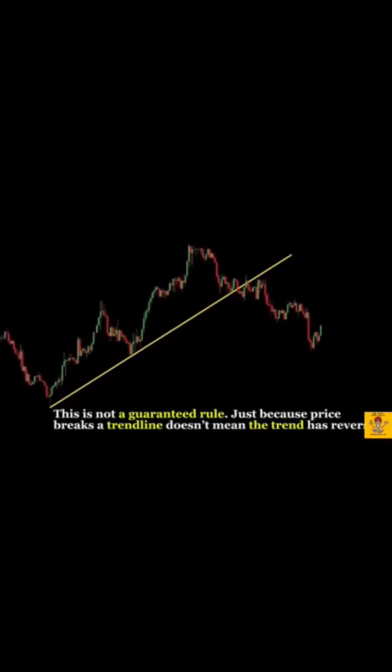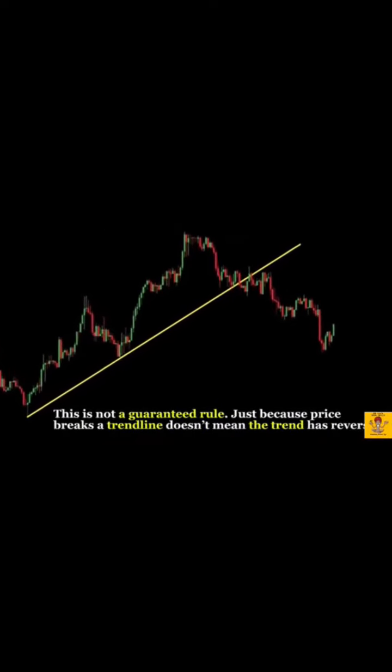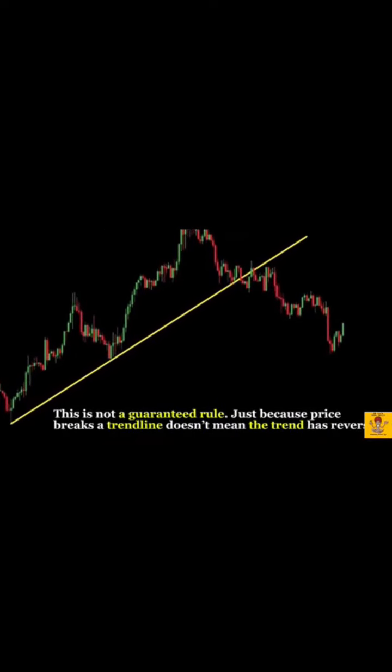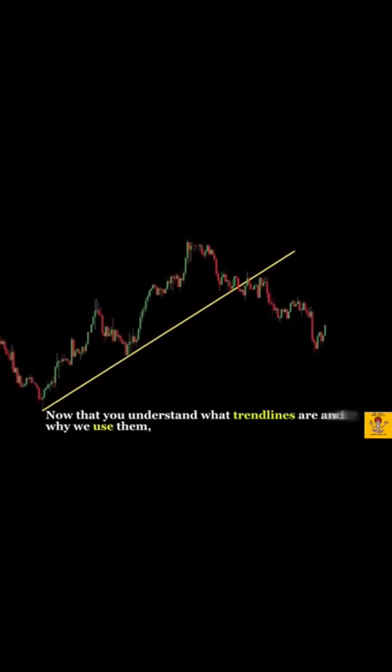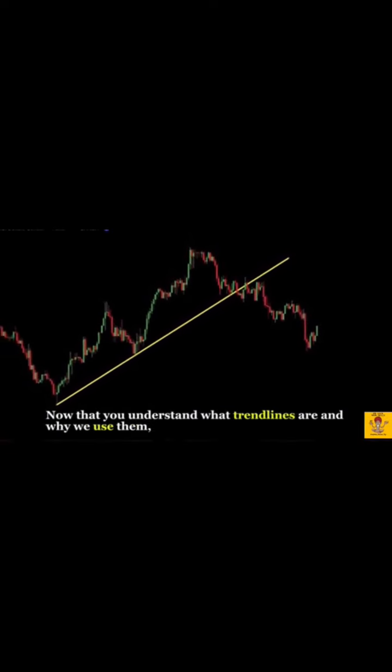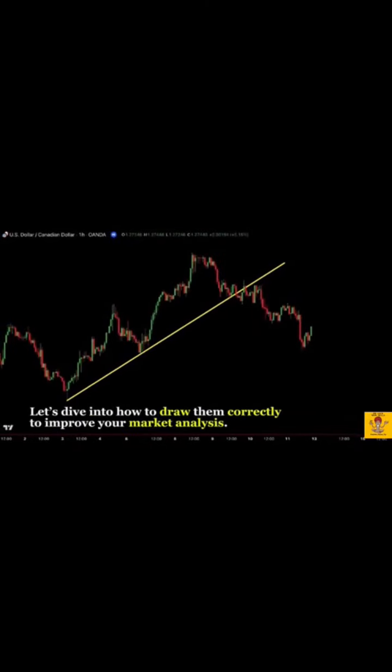However, this is not a guaranteed rule. Just because price breaks a trend line doesn't mean the trend has reversed. You need additional confirmations, which we'll cover in the next section. Now that you understand what trend lines are and why we use them, let's dive into how to draw them correctly to improve your market analysis.